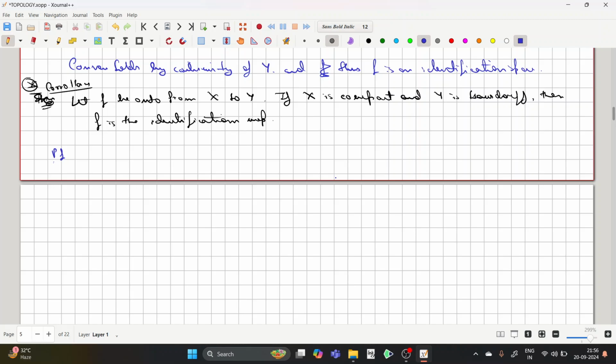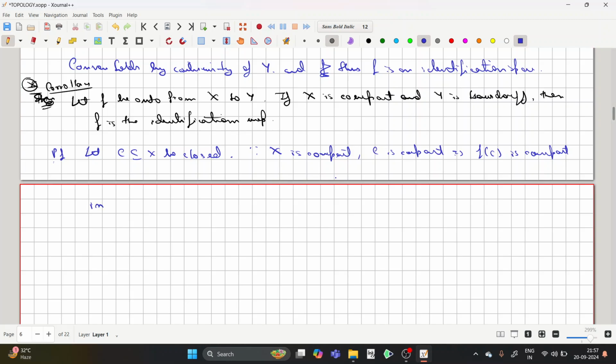So what I do is, let C in X be closed. Since X is compact, C is compact, which implies f of C is compact, because the continuous image of a compact set is compact. So f of C is compact in Y.